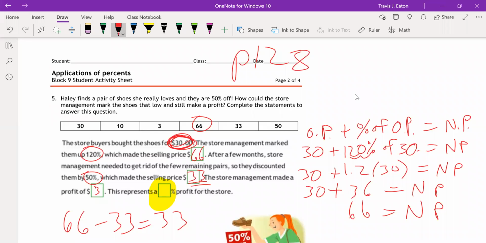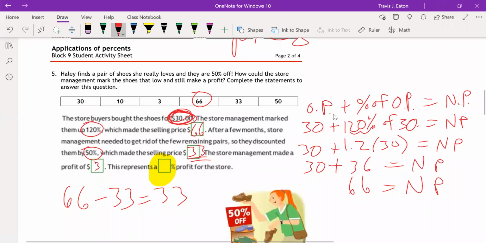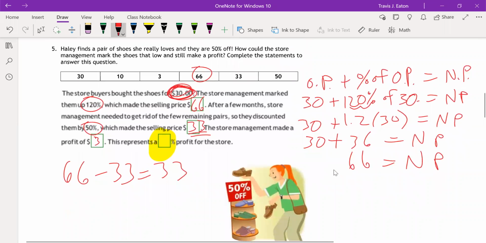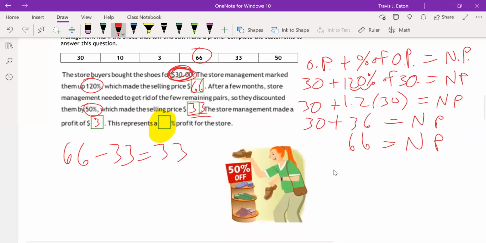All right, continuing with where we left off in the last lesson, we had worked through the problem about Haley and the shoes, where she bought the store bought shoes for $30. They marked them up 120%, which made the selling price $66. After a few months, the store manager needed to get rid of the few pairs he had left, so he discounted them by 50%, which made the selling price $33. And then the store management made a profit of $3. And then this represents what percent profit for the store?